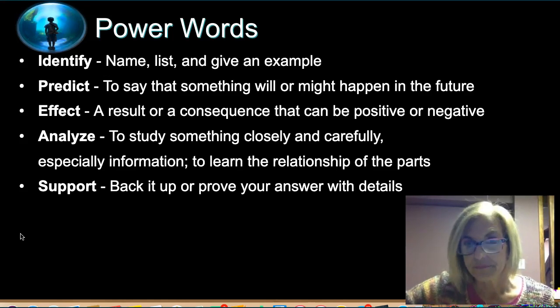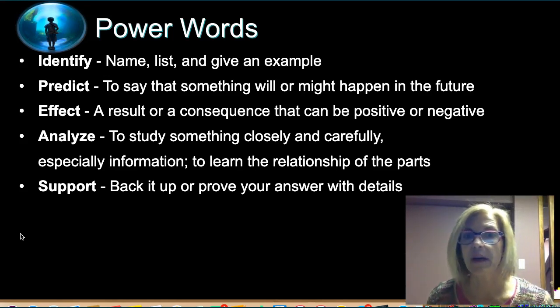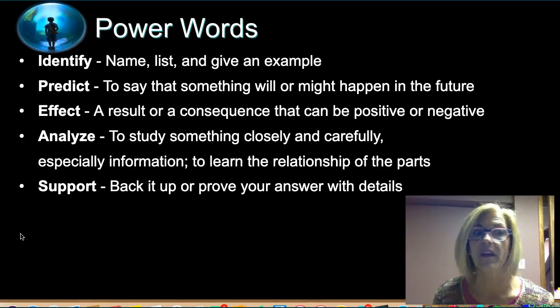Predict. You're saying something that will happen in the future. So if you turn the temperature up, what do you think will happen? You're making a prediction. Effect, a result or a consequence that can be positive or negative. So the effect of using radioactive isotopes, for example. If you used radioactive nitrogen in a soil sample, where would you expect that nitrogen to go?